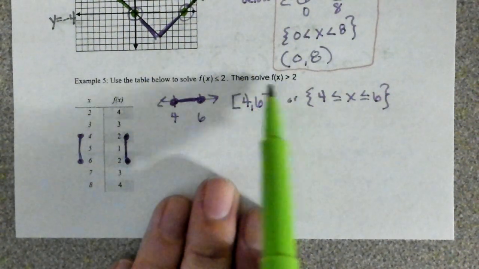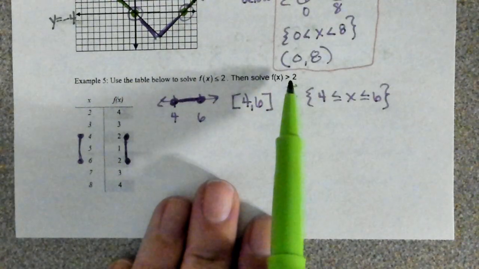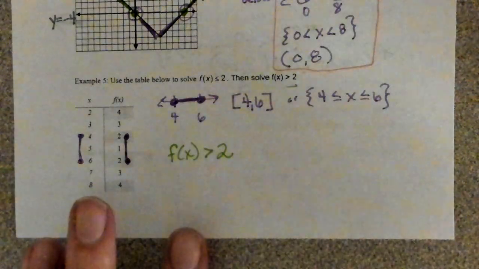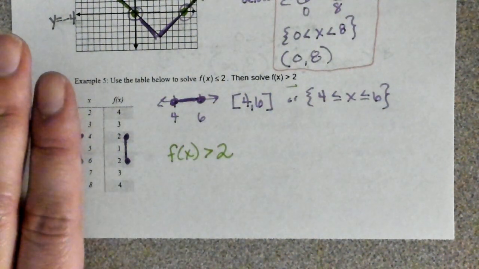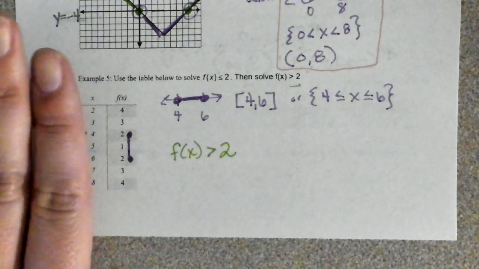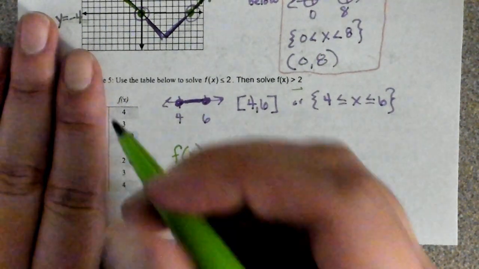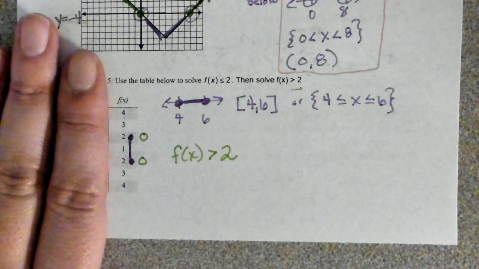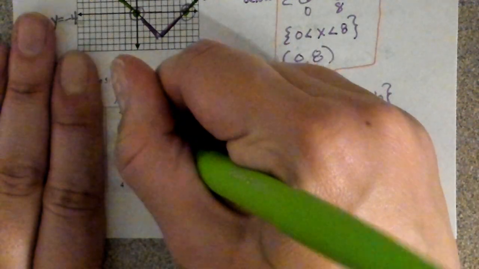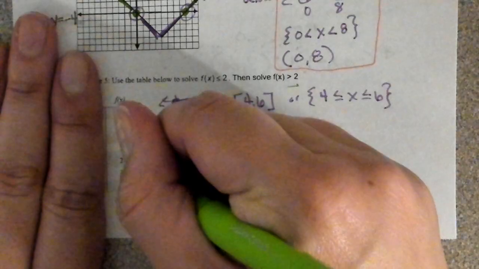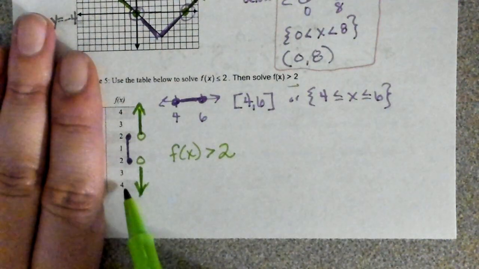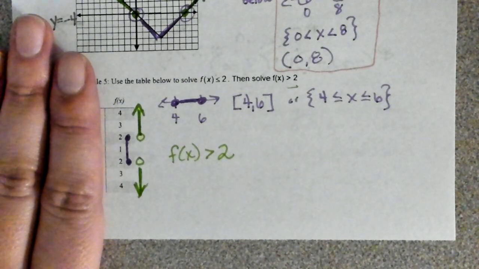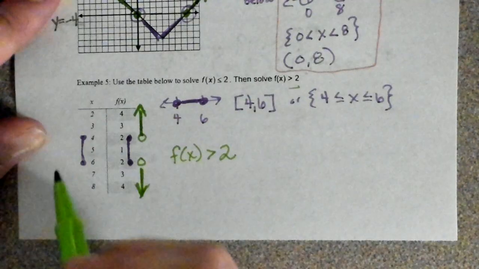Now there's two embedded questions here. Solve when f of x is greater than 2. Well, that's going to be an open circle, and I'm only looking at f of x. Here's where we're equal to 2. And where is f of x greater? These are on the outsides. These f of x values are bigger than 2. So to get the answer, I look at the corresponding x's.